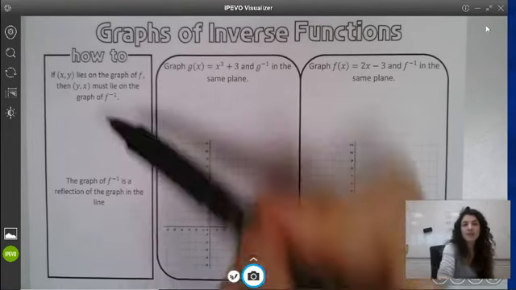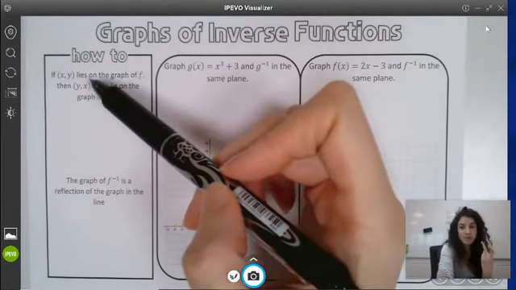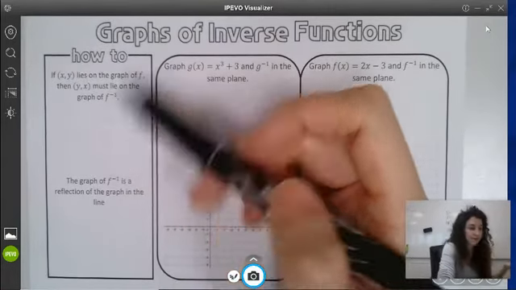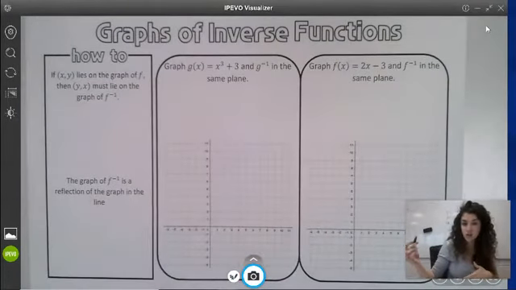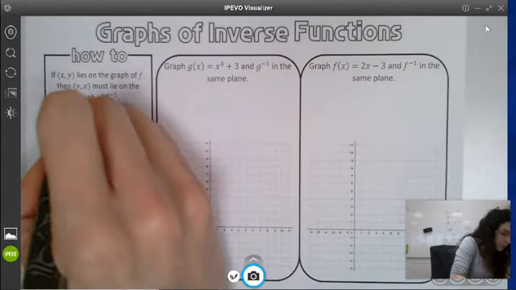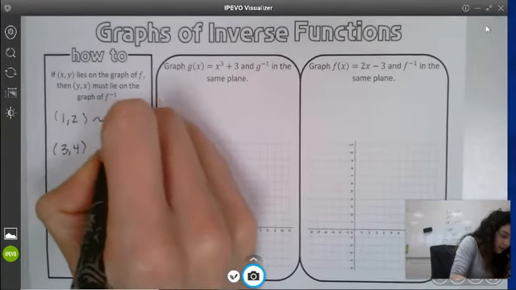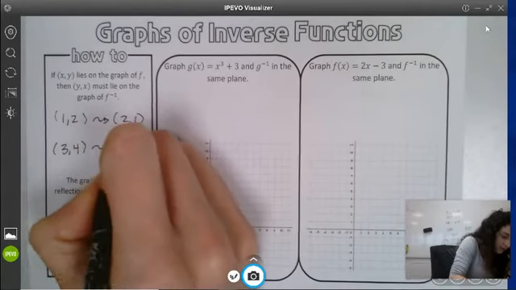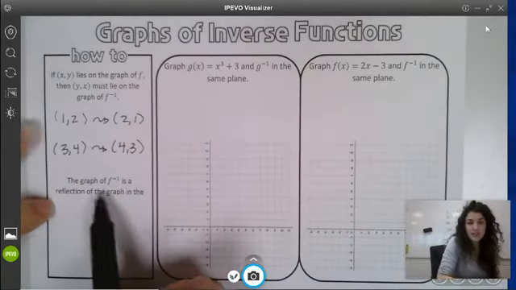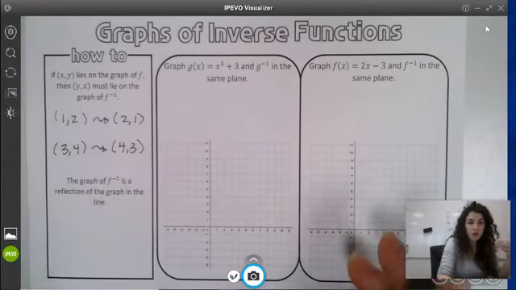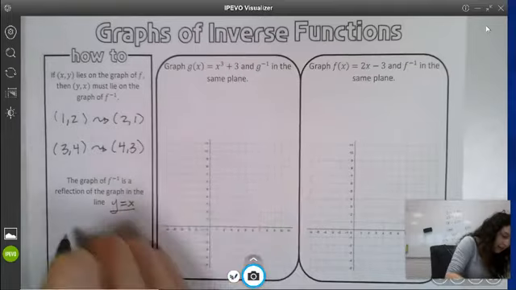So how do we graph it? Well, if we know that (x, y) lies on the graph of f, we know that the flip of that, (y, x), must lie on the graph of f^-1, right? So if you go through the original graph and find all your points, 1, 2, 3, 4, you just flip them, and then you plot your new points. And we know that then this graph is reflected over the line y = x.